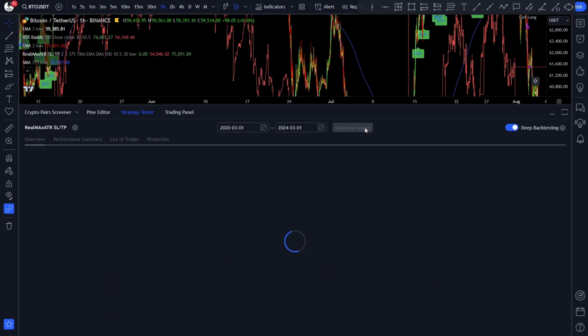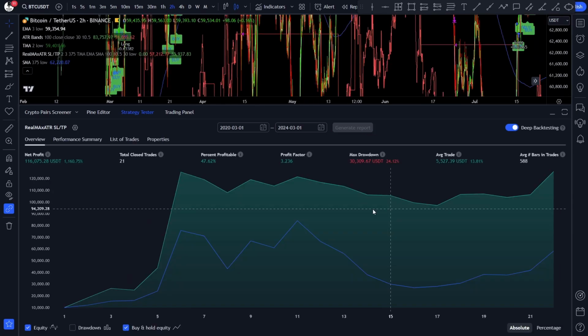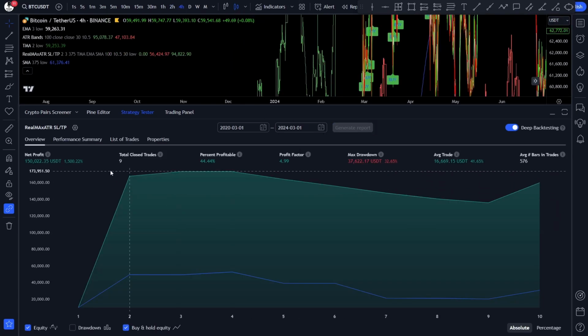And what's on the 1 hour? It is profitable and outperforms the buy and hold. Let's see 2 hour. That's great too. Finally the 4 hour. It is only 9 trades, and just like with Ethereum, I wouldn't bother trading this, as only 9 trades is not statistically significant.